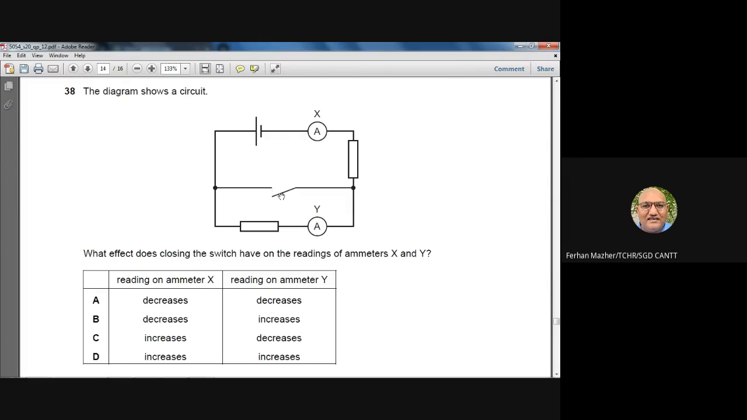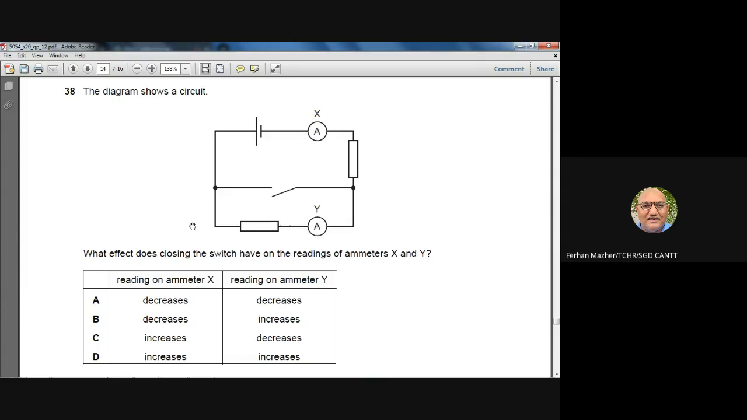But when you close this switch, suppose what will happen. Basically what you have done, you have short circuited it. So now most of the current will be going from here and then going back. So now these two will be kind of parallel to each other. So the resistance will become smaller. So the current coming from the battery will be larger, but that current will not be going through the Y. Most of the current will be going through the X.